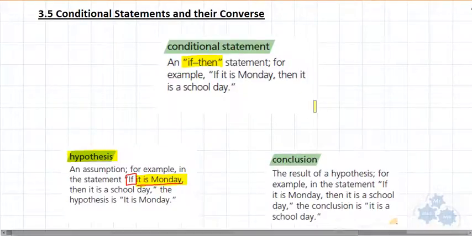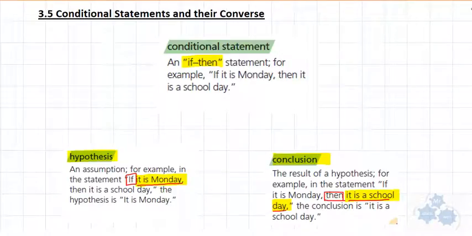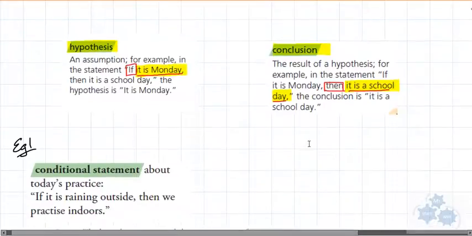The conclusion is what the other part is called, and it follows the then word. So if it is Monday, then what comes next? It is a school day. So the conclusion follows the then word. Okay? And there are many statements that you can make, right? If you're in this class, then you're in grade 12. Now, that's not always true, right? Because there could be a grade 11 student in this class. So that's a conditional statement, but whether it's true or not requires us to go a little bit deeper. So that's what we're going to examine here.